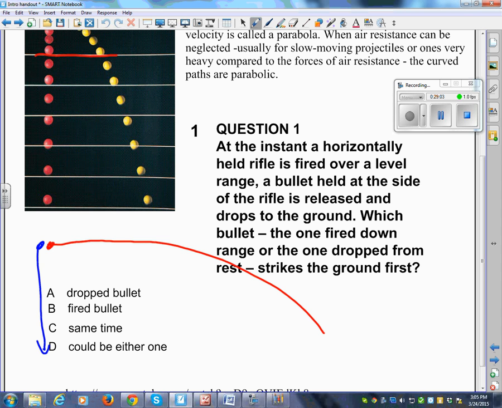This is how long it takes a tennis ball to hit the ground. Is that how long it takes a bullet fired straight out to hit the ground? Like, I don't know, 60, 70 meters per second? Which one hits the ground first?